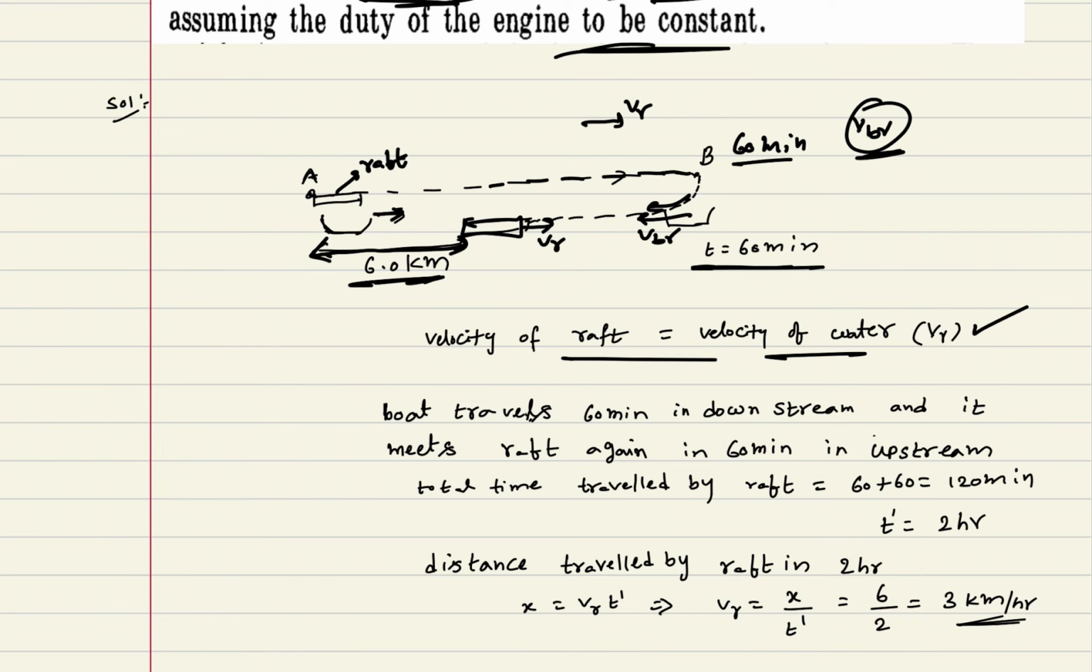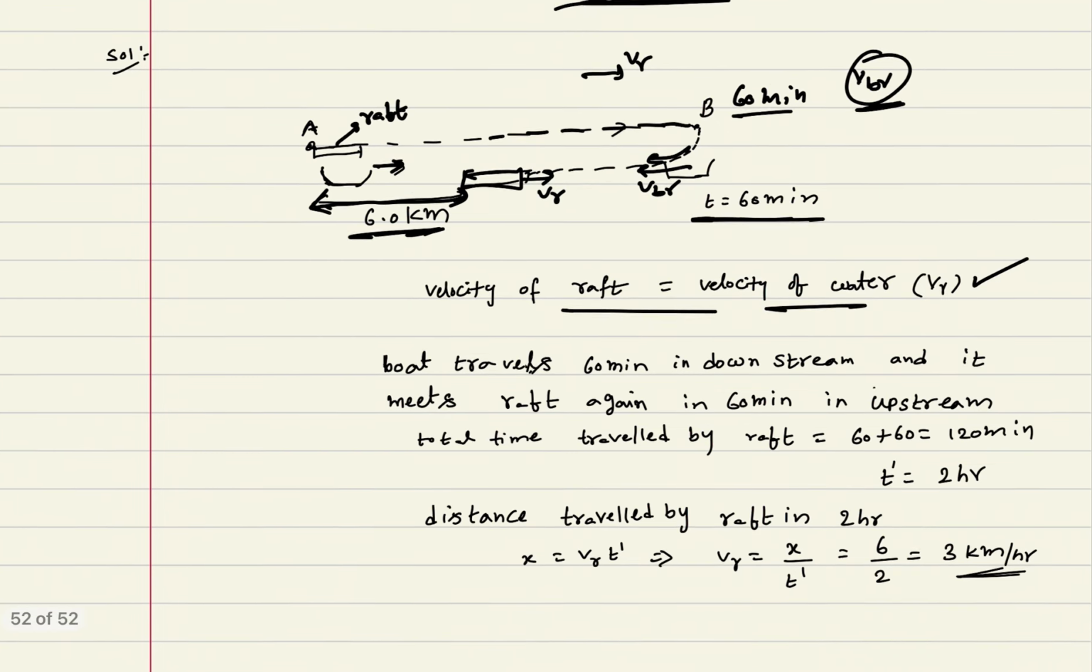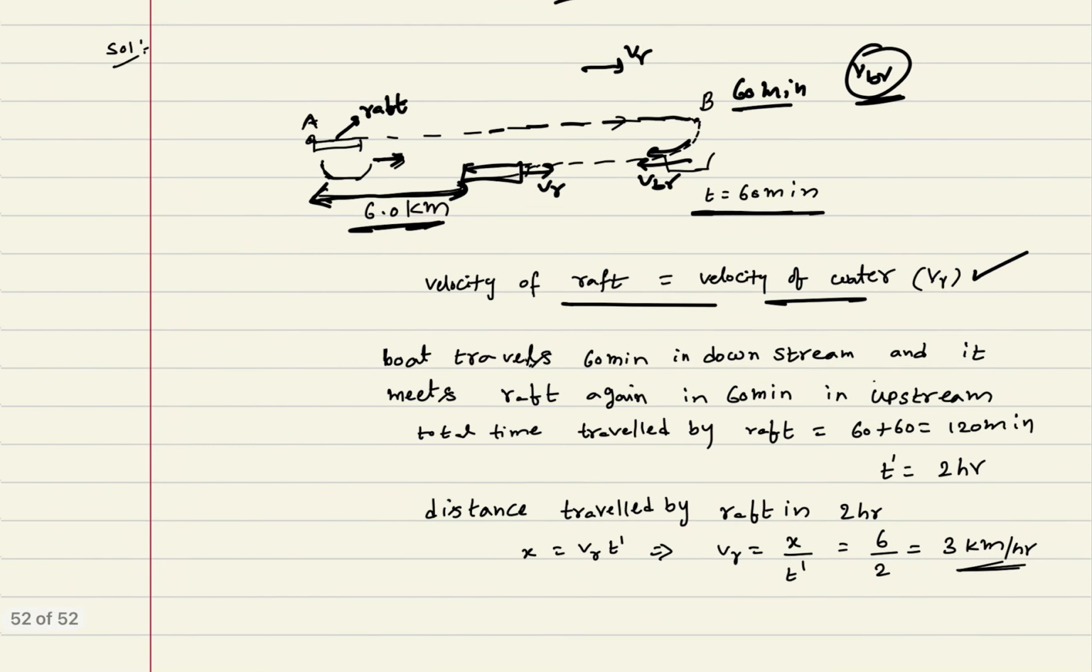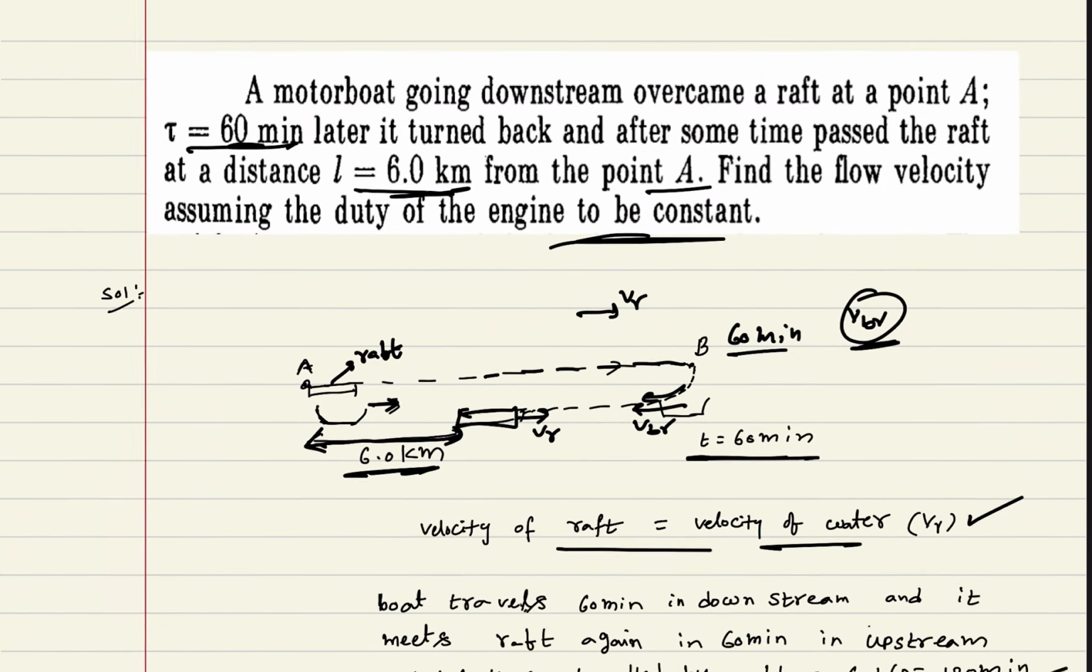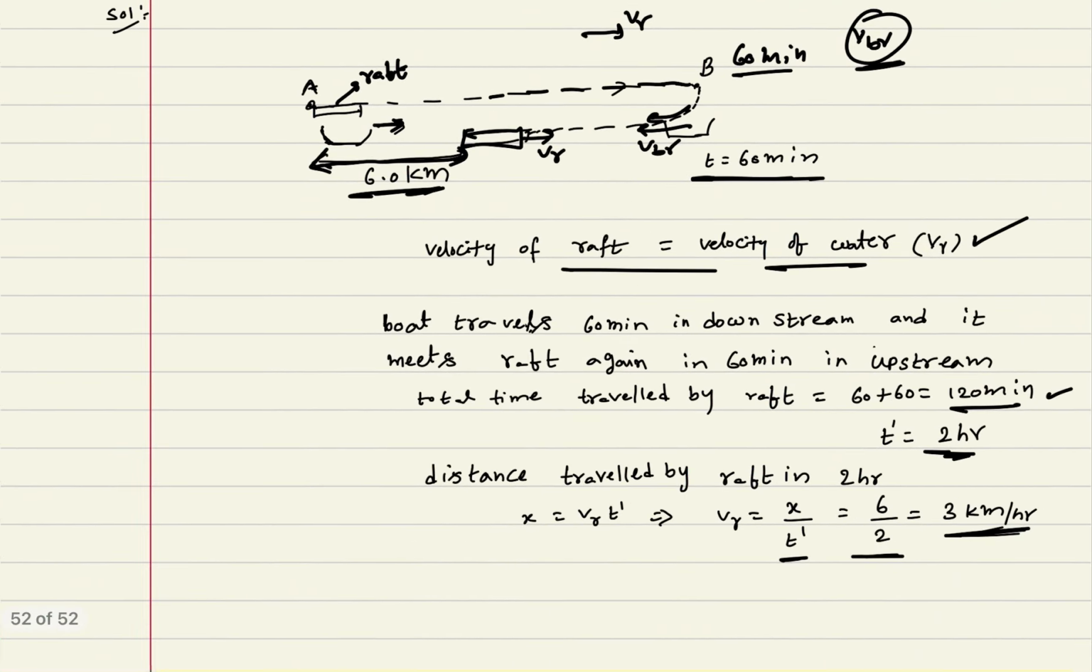In these 120 minutes, the raft has traveled a distance of 6 kilometers. I wrote here clearly, you can see the raft has actually traveled 6 kilometers. I have written 6 divided by the time taken, which is 2 hours. 120 minutes is 2 hours. So finally you will get 3 kilometers per hour. This is a very good question from the book. That's why I have taken this also. We can refer to this also.